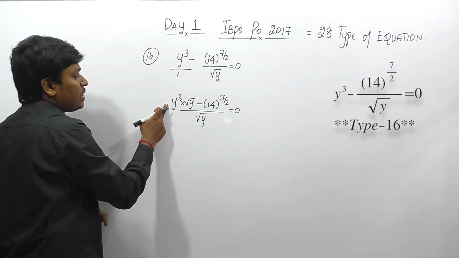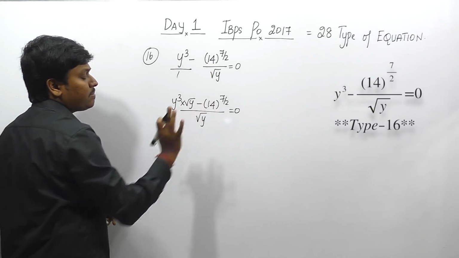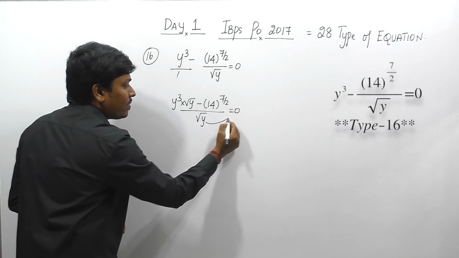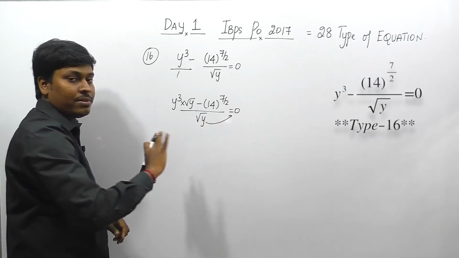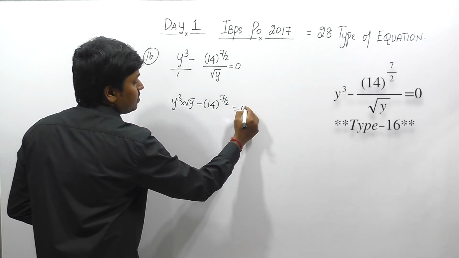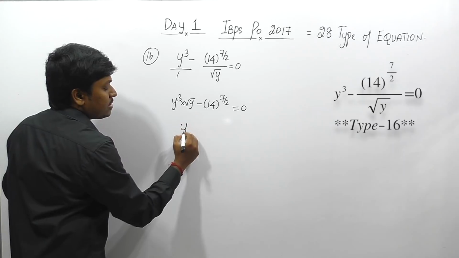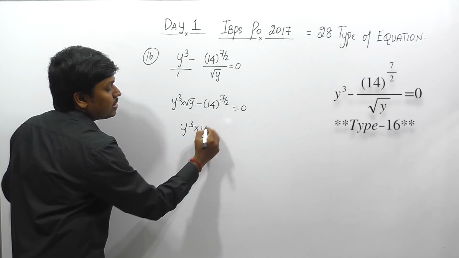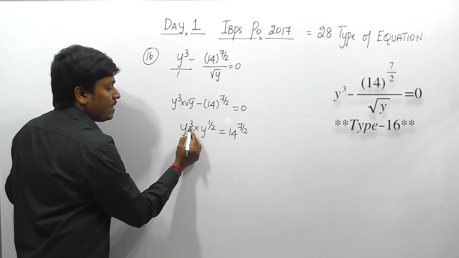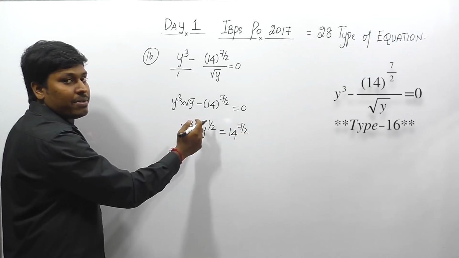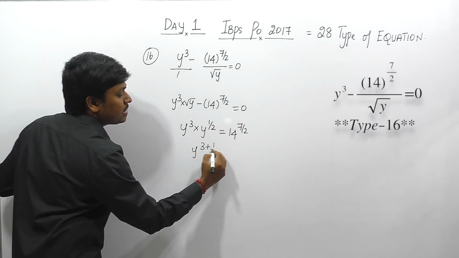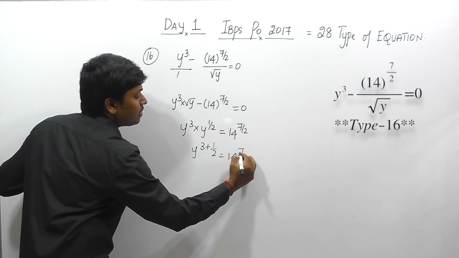So this becomes y cube root y minus 14 power 7 by 2 divided by root y is equal to 0. When you bring this root y towards the right hand side, root y into 0, finally the denominator becomes 0. So we can write this as equal to 0. And this can be written as y cube, so root of y can be written as y power 1 by 2, is equal to 14 power 7 by 2. Here it is 3, here it is 1 by 2. For a power m, a power n, you need to add the powers.